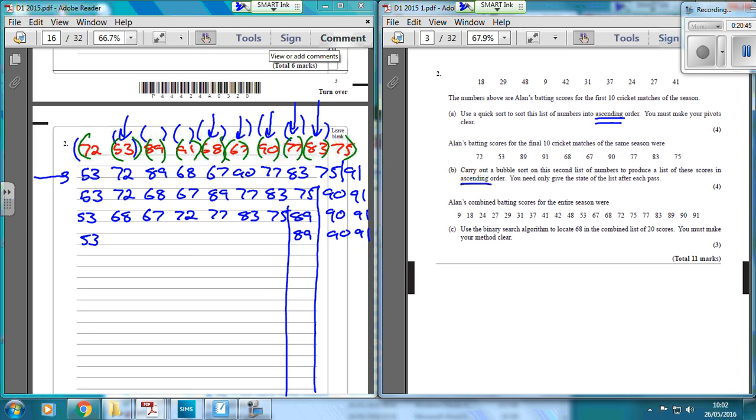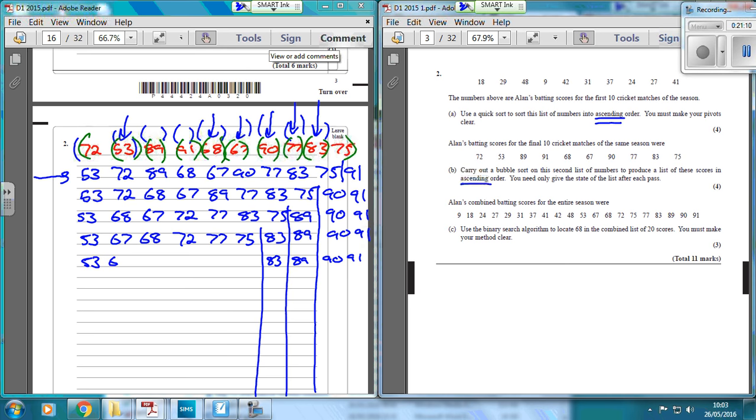53 and 68 don't swap. 68 and 67 do swap. 68 and 72 don't swap. 72 and 77 don't swap. 77 and 83 don't swap. 83 and 75 do swap. And now they're going to be in the correct order. So 83, 89, 90, and 91. Then going to do the next one.